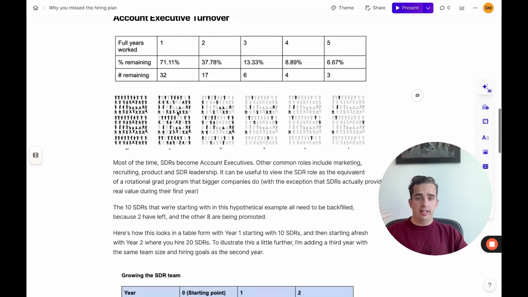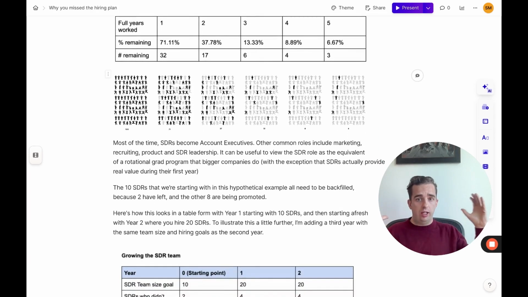So just something to think about, right? A lot of the time, SDRs do become account executives. Now, they also become other things like marketing folks. They get into recruiting. They join the product team. They go and become SDR leaders themselves. The way I think about an SDR program, and why I don't believe that the SDR role is dead, is I really think of it as the equivalent of a rotational graduate program.